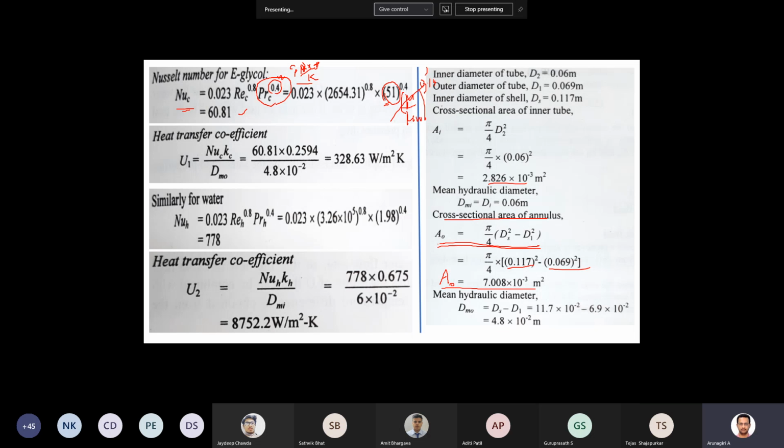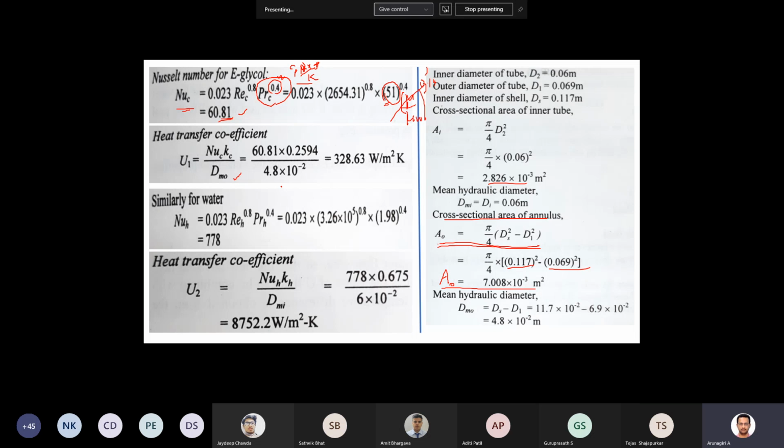Okay. Similarly, for water you have to calculate. So now if you calculate the Nusselt number, it comes around 60.81. So your U is equal to Nusselt number into thermal conductivity by D_e, that is the equivalent diameter. So Nusselt number is 60.81. So just check the value of the Nusselt number. Are you getting this value? So 0.023 into the Reynolds number, 2654.31, power 0.8.